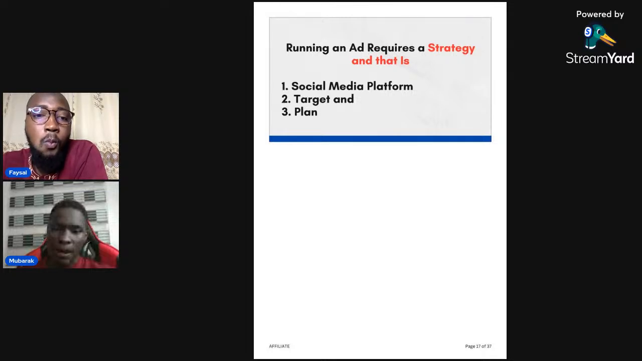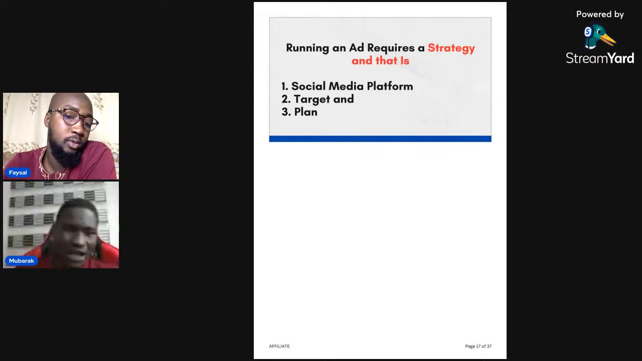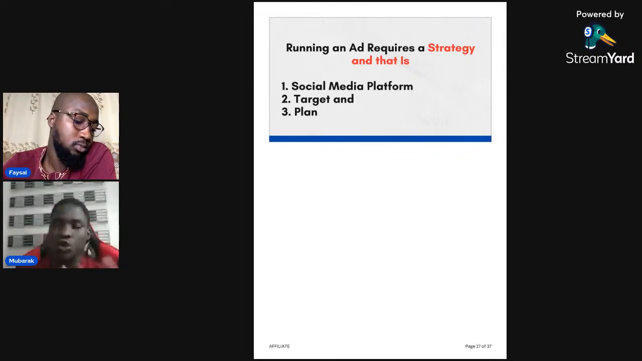So for you to run an ad, the first thing that you need is a social media platform, because we are running this ad online. Not that any advert must be online. There are some offline adverts that you might be seeing around the roads and all that. They are also advertisements, but here we're talking about online paid advertisement. So you need a social media platform, because we are to run an online paid advertisement. That's the main reason why we need a social media platform. Do you get this point?